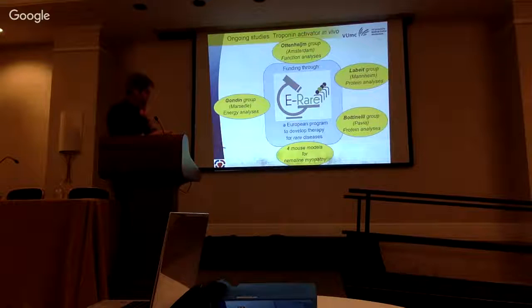in 4 mouse models of myopathy. We do this in a consortium. Siegfried is also quite involved in this. We have a group in Italy, a group in Germany, and we are testing these 4 mouse models. We're looking at protein analysis. We're going to give them troponin activators and see if their in vitro function improves and how that also correlates with changes in the muscle fibers.